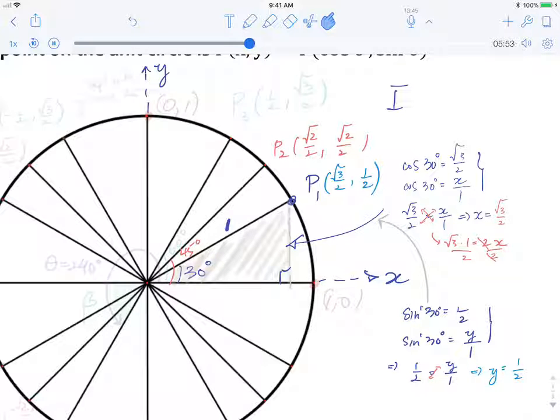And the next one is what value? 60. Okay, so that's my 60 for that. We'll have P3, and I know for that it switches, so my cosine is 1 over 2, cos of 60, and my sine is root 3 over 2. Okay.